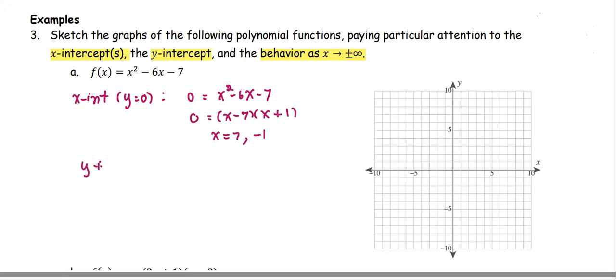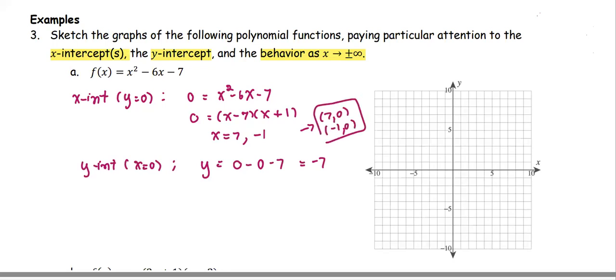Next, for the y-intercept, we let x be 0. So y equals 0 minus 7, or negative 7. So we have at least 3 points that we can plot in the xy plane right away: 7, 0 and negative 1, 0 as the x-intercepts, and the y-intercept, when x is 0, y is negative 7. 7, 0 right there, negative 1, 0 right there, and 0, negative 7.